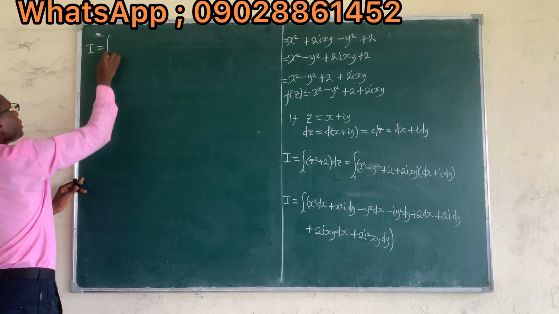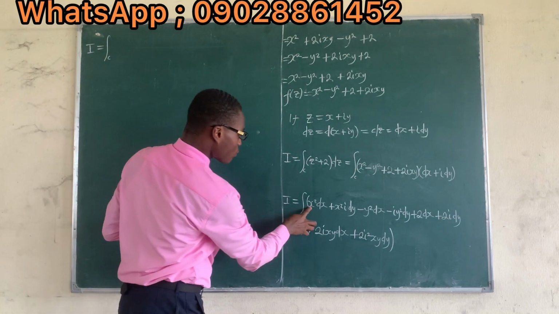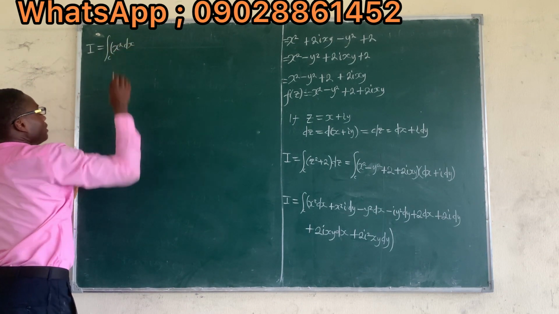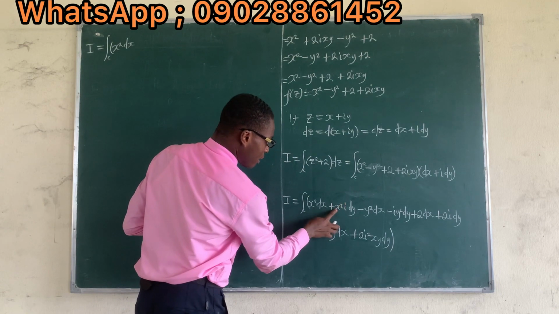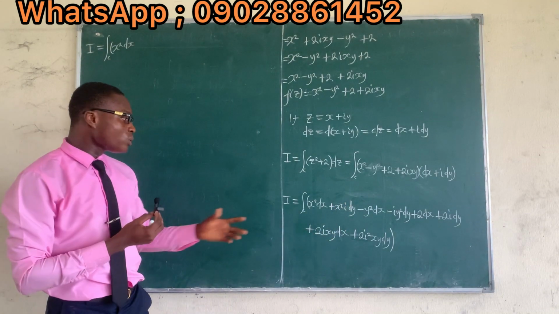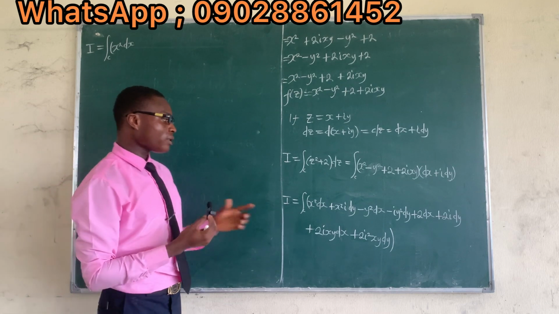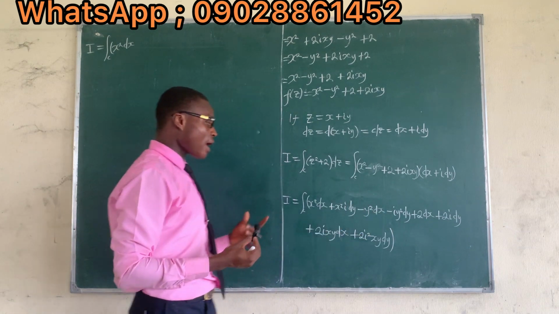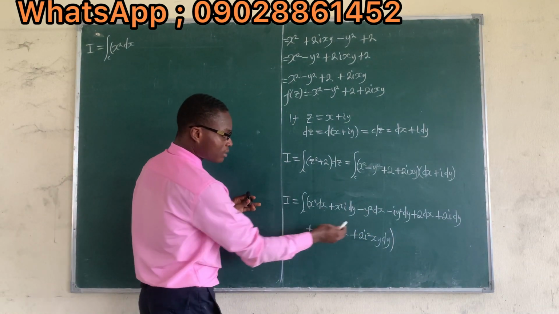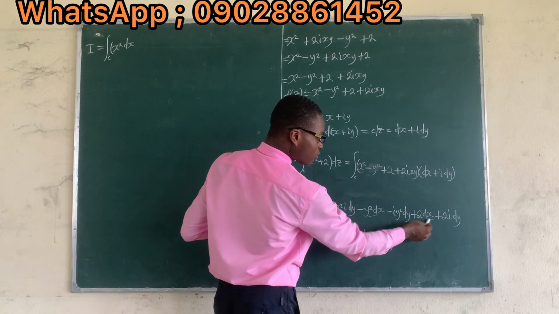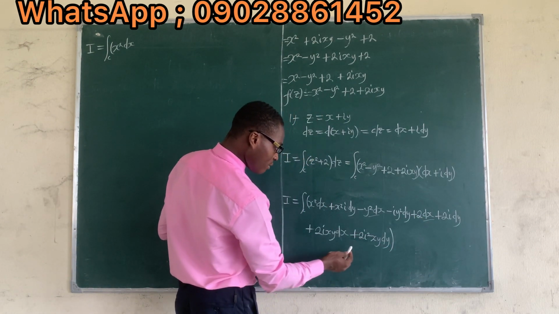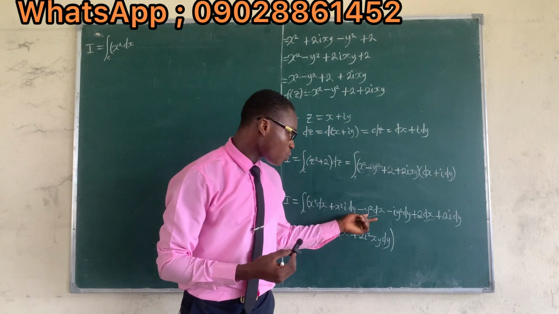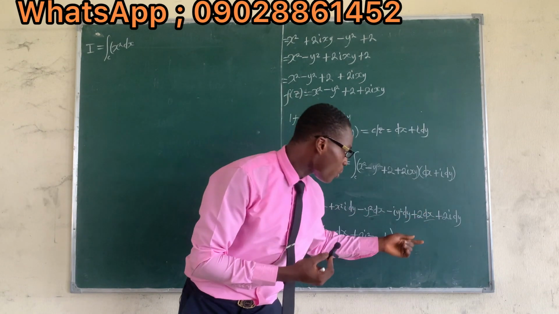We have I to be equal to the integral over C of x squared dx plus x squared i dy. But here we want to separate the real part from the imaginary part. So we are separating the part that does not contain i from the terms that contain i. So we have x squared dx, minus y squared dx, and plus 2 dx.